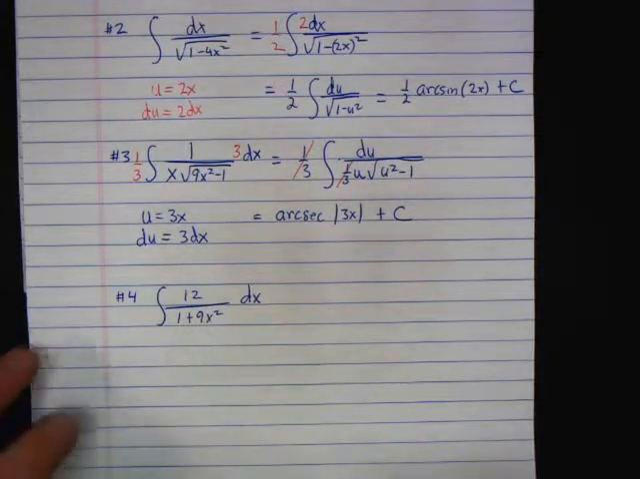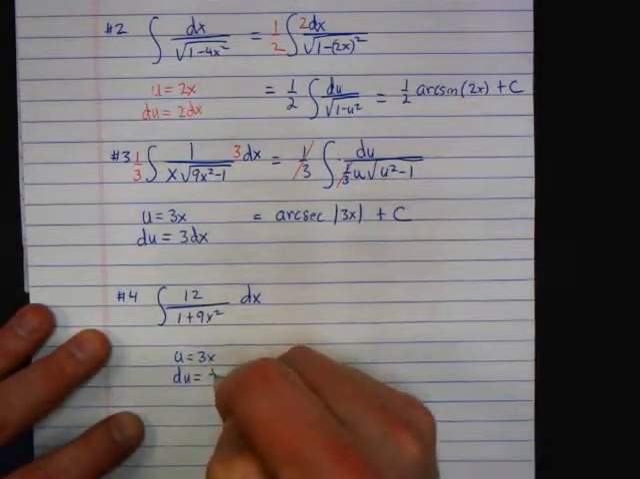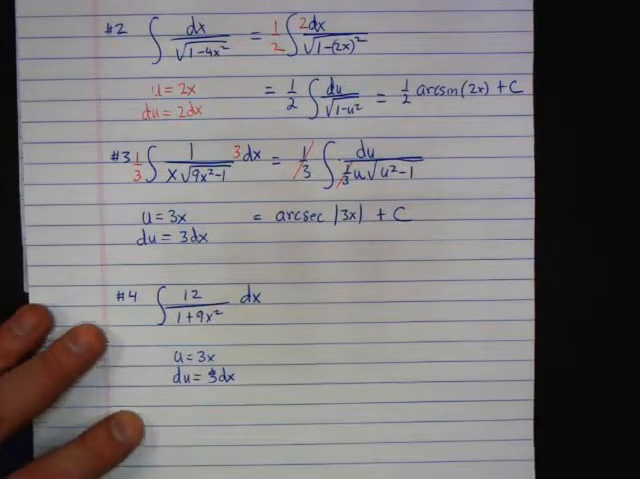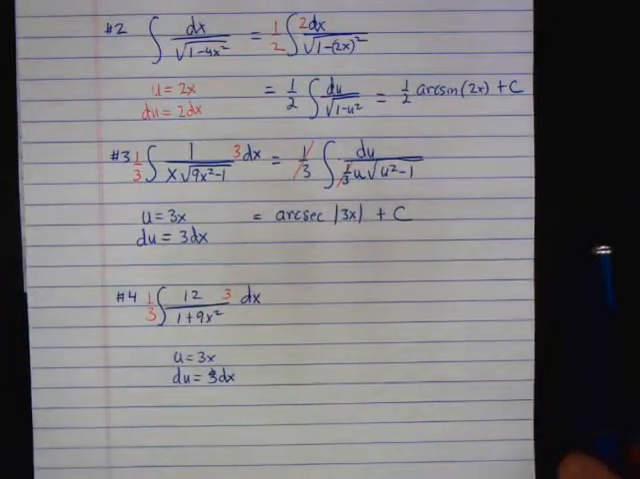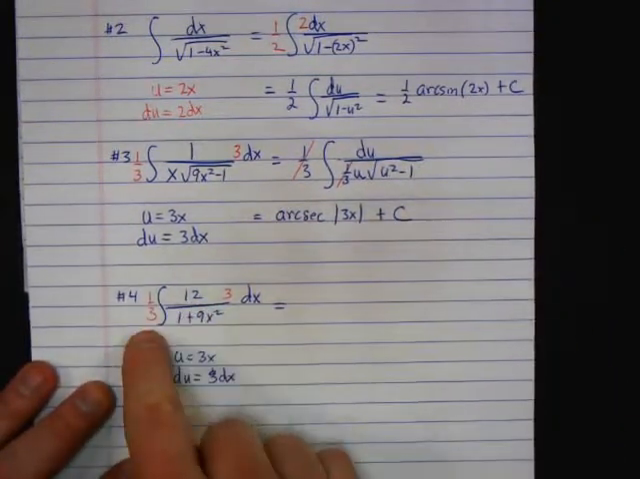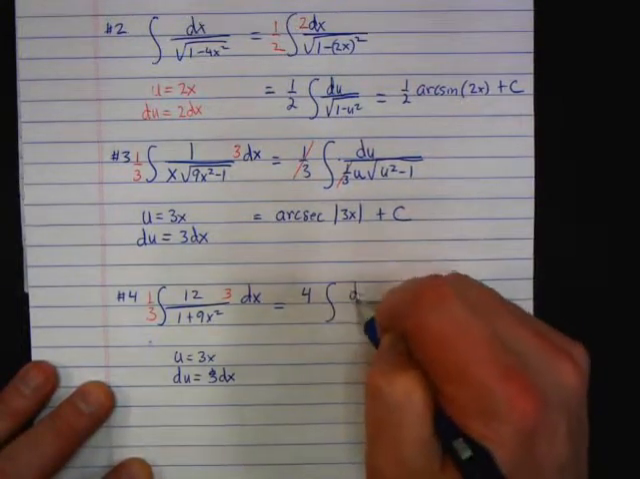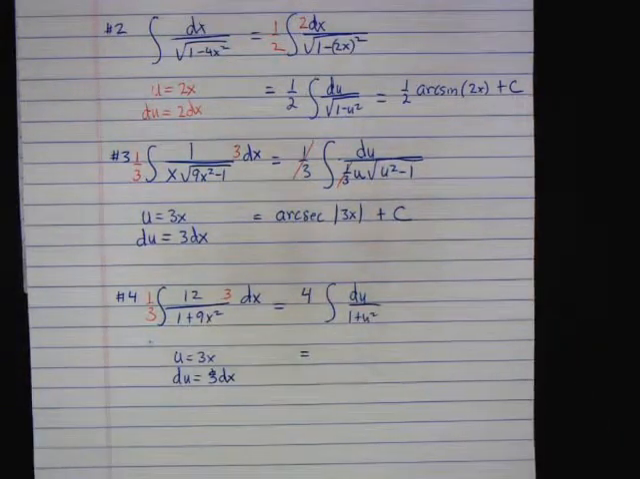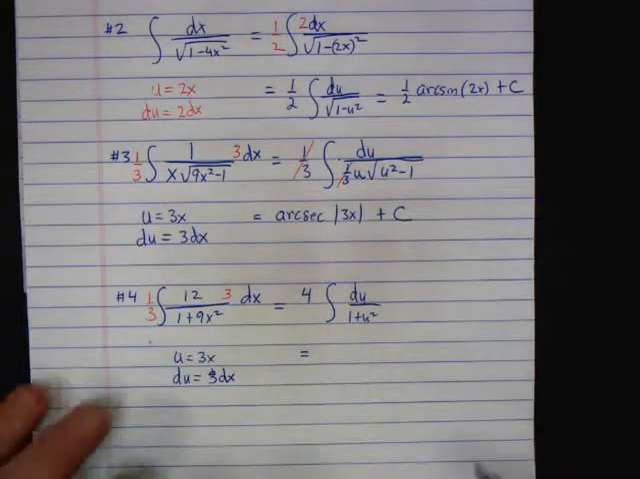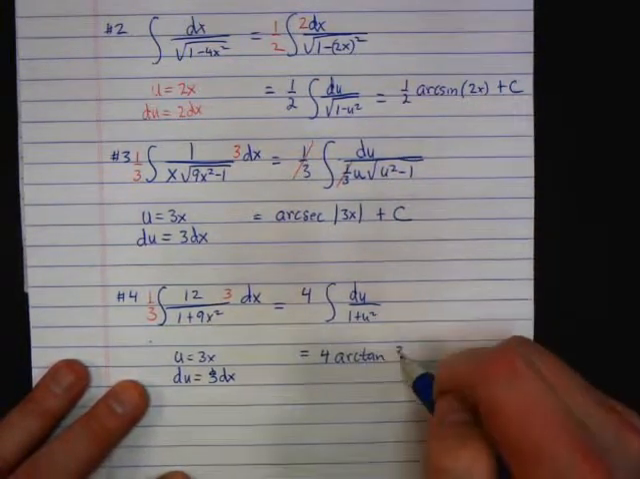So u is once again going to be 3x, which means du is 3 dx. So I need a 3 right there, which means I need a 1/3 right there. But 12 times a third is 4. And then I'm going to have du over 1 plus u squared. So same deal, this time our a is the number 1, so we would have 4 over 1, which I'm just going to write as 4. Our tan of u over 1, u was 3x.